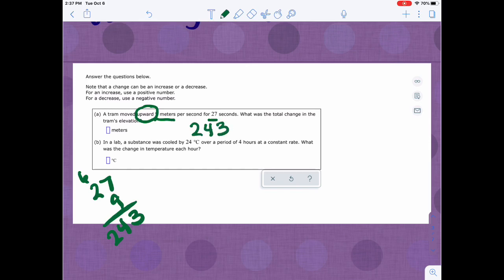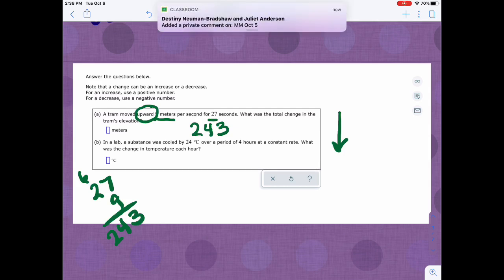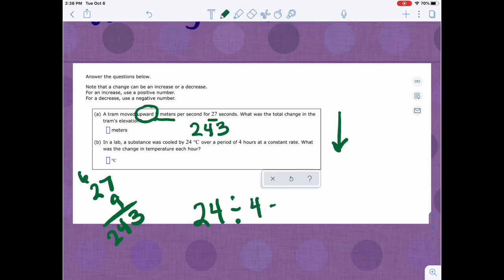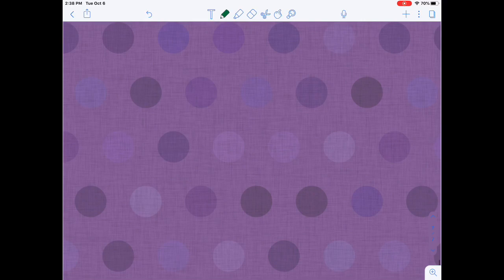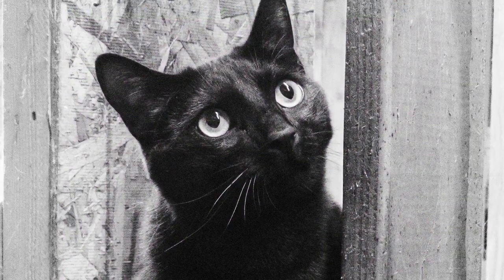In a lab, a substance was cooled by 24 degrees Celsius over a period of 4 hours at a constant rate. Okay, so cooling means the temperature is going to go down. What was the change in temperature per hour? We're going cooled by 24 for the whole time. So I'm going to do 24 divided by 4 and find out that I cooled an average of 6 degrees each hour, but it's going down. So let's call that negative 6 degrees Celsius. All right, you're going to be doing the exercises in ALEKS and see how that goes.